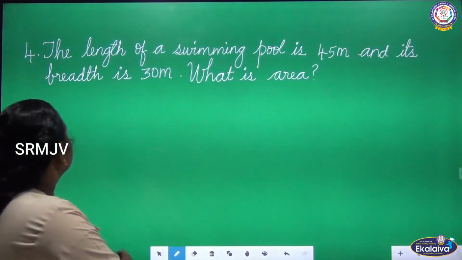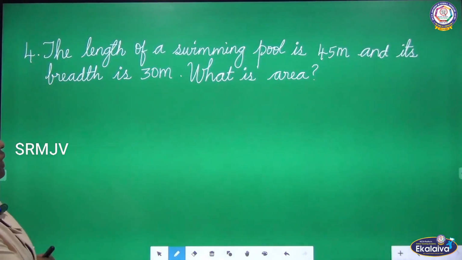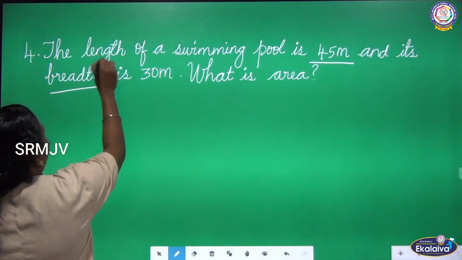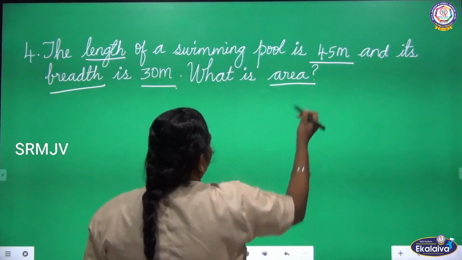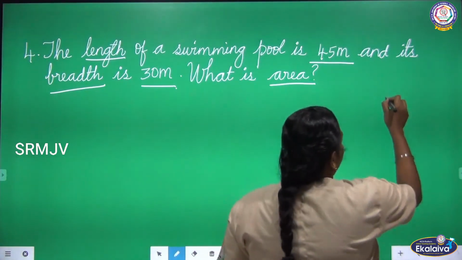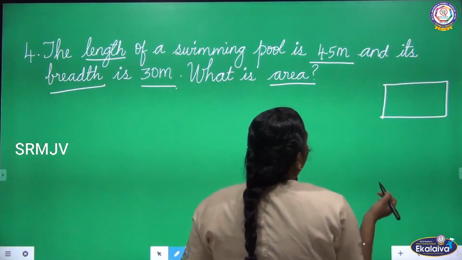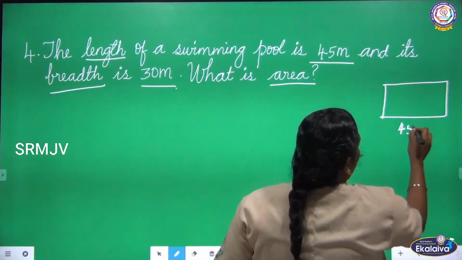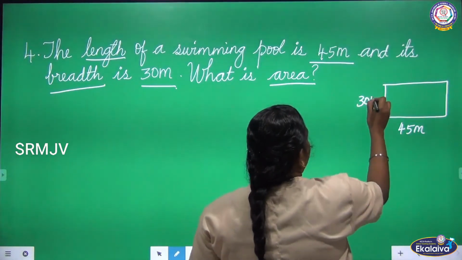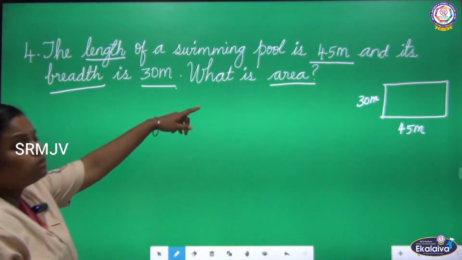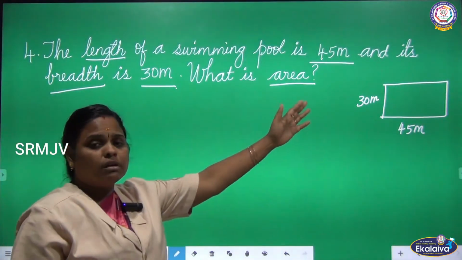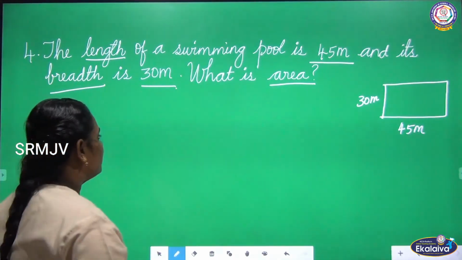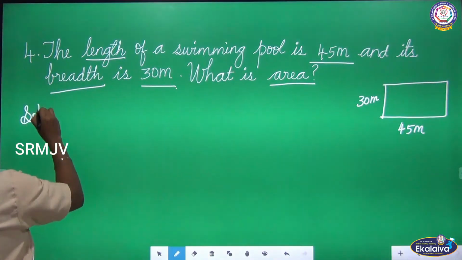Next one, the length of a swimming pool is 45 meter and its breadth is 30 meter. What is its area? See, they have given swimming pool, that is length and breadth of the swimming pool. Length of the swimming pool is 45 meter and then breadth of the swimming pool is 30 meter. So what we are going to find out? Area. So what is the shape? That is rectangle shape. So we are going to find out the area of the rectangle. So write solution.